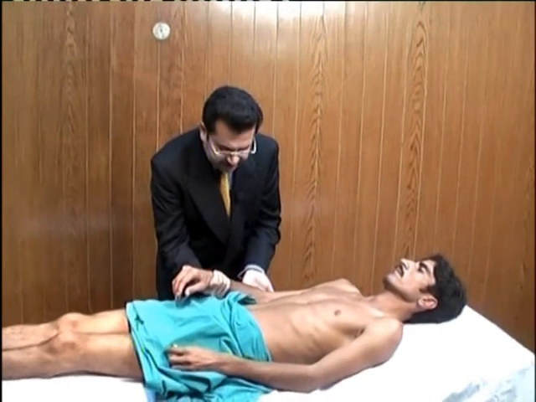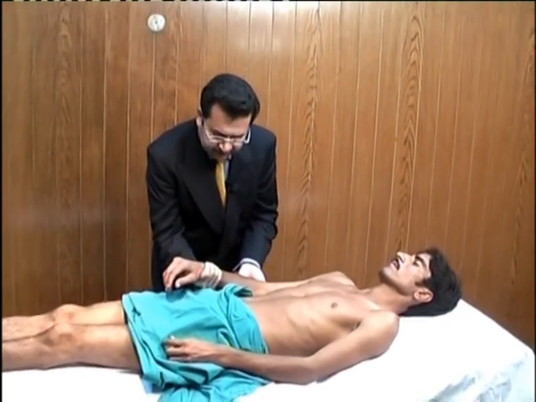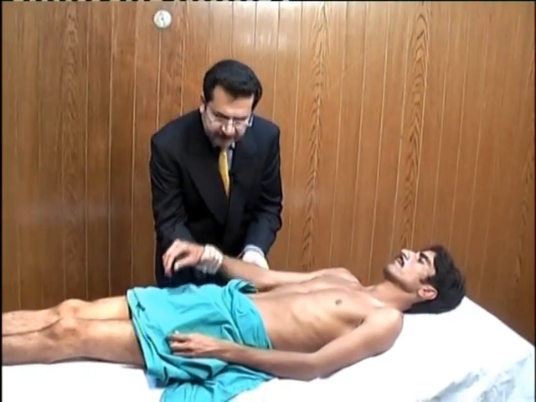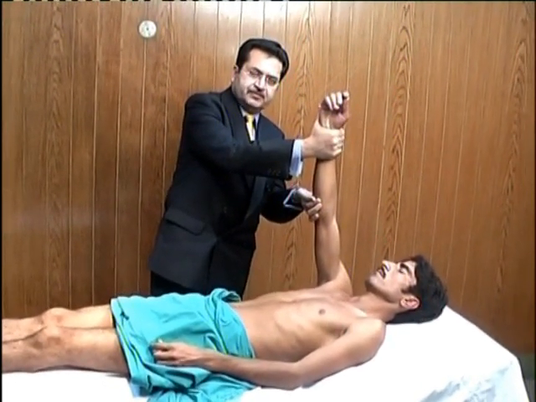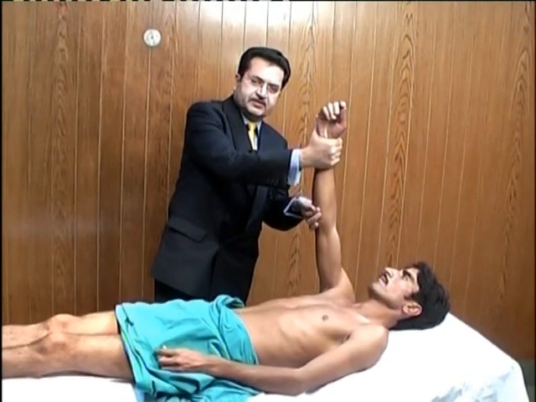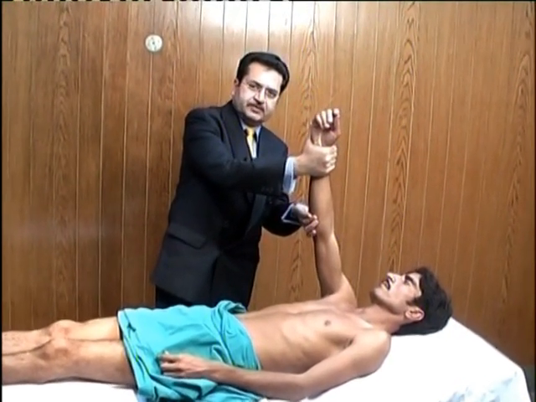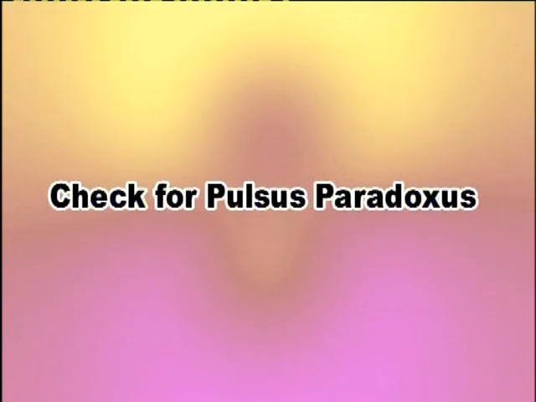Then put your left hand behind the patient's right elbow and suddenly lift the elbow up, and then you will feel the thrust of the radial pulse onto your palm. This will confirm that this patient has got a collapsing or water hammer pulse.